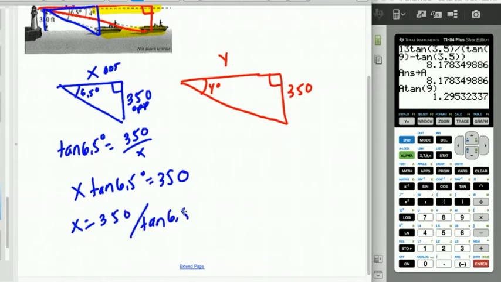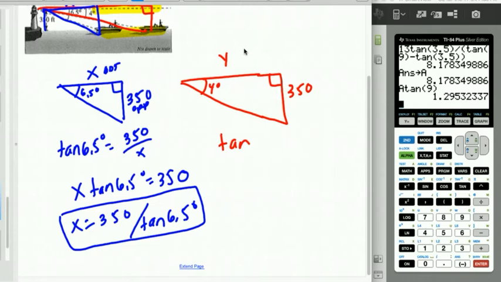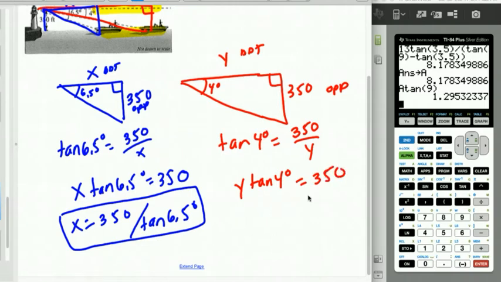Honestly, there's no real incentive for me to find what x is, because I'm going to use it in the end equation anyway. And the same thing applies for the other angle. Again, I know the adjacent side and I know the opposite side, so I'm going with TOA, right? So tangent of 4 degrees equals 350 over y. If I do the same skill, y times tangent of 4 degrees equals 350. So my y is going to be 350 divided by the tangent of 4 degrees, right?